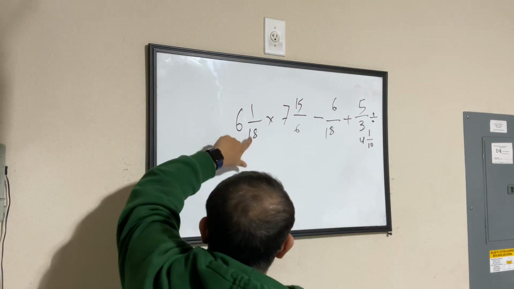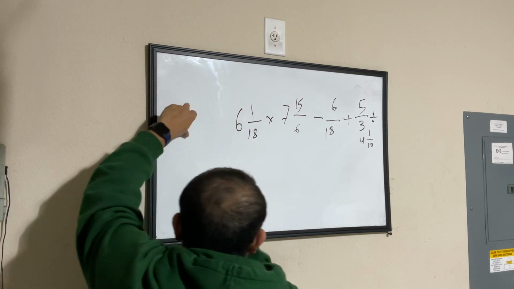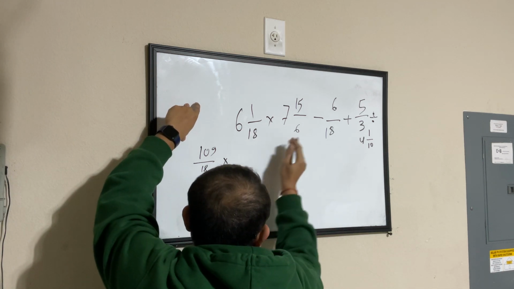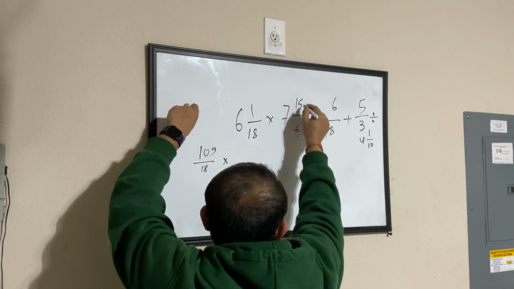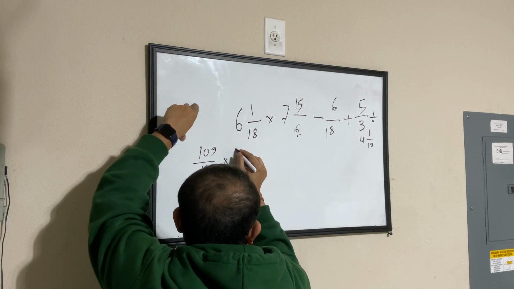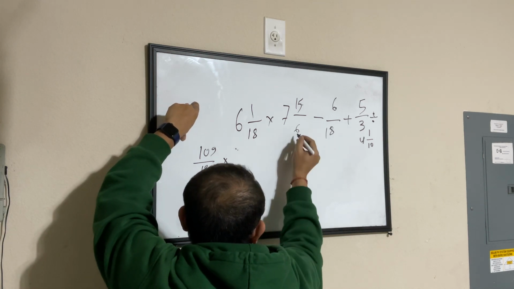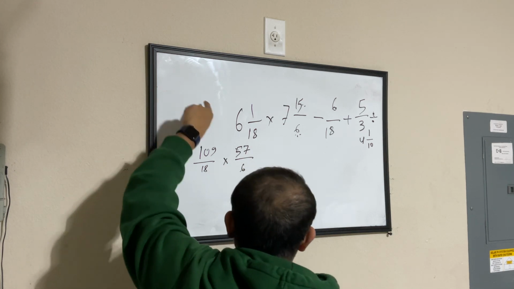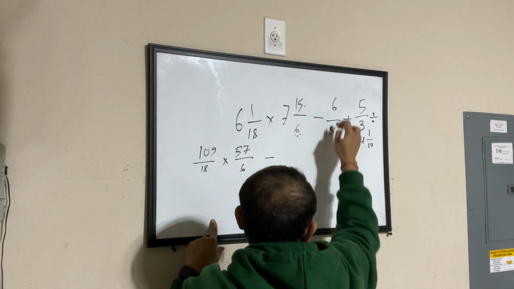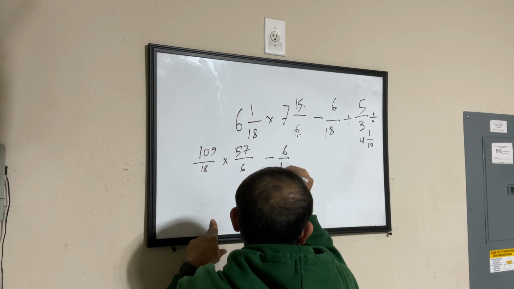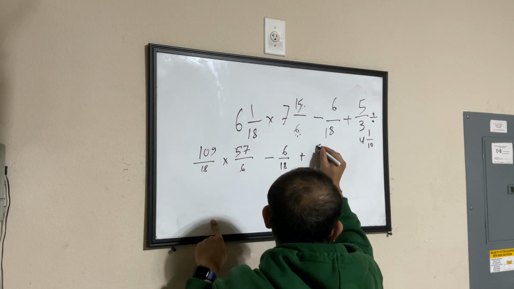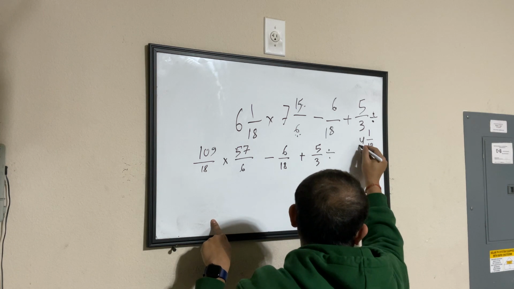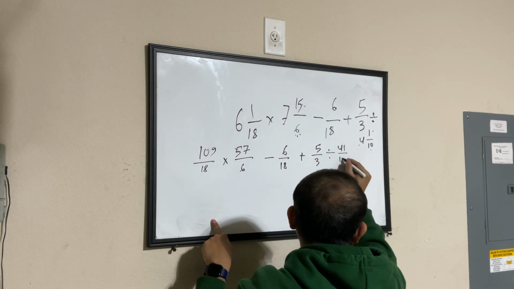So here 18 6s are 108 plus 1, 109 by 18. This became my first one. Multiplied by 7 6s are 42 plus 15, 57 by 6. Okay, minus 6 by 18 plus 5 by 3 divided by 4 10s are 40 plus 1, 41 by 10.